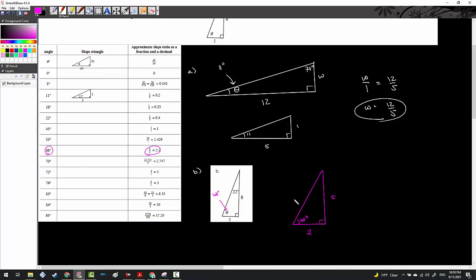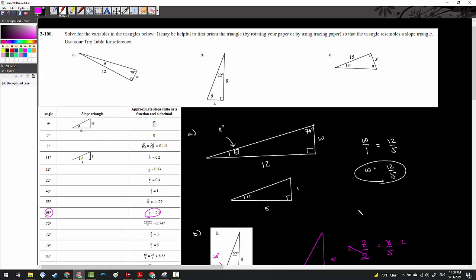Again, this helps me because now I've got similar triangles. I can say Z over 2, left to right, is equal to 8 over 5. And if I wanted to solve for Z, I would just multiply both sides by 2. So Z ends up being 16 over 5, and that's my triangle B.